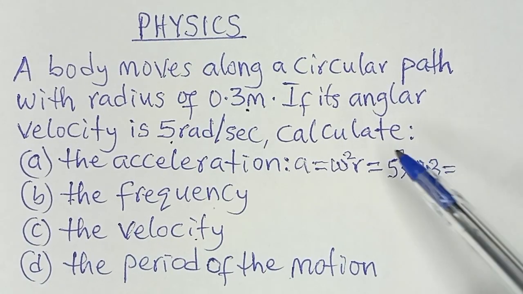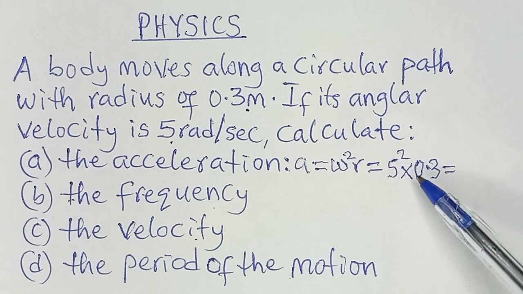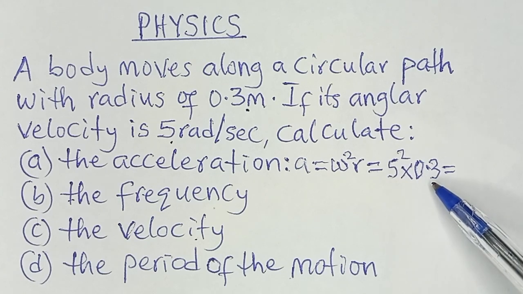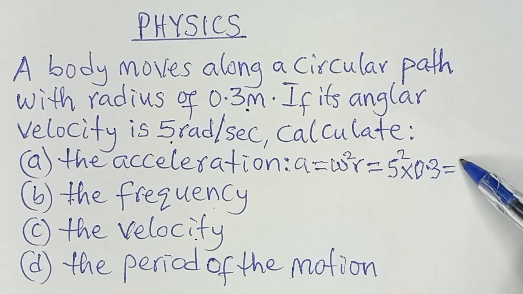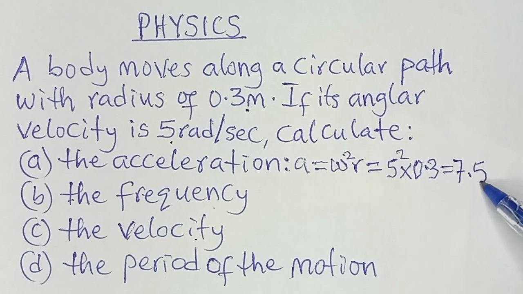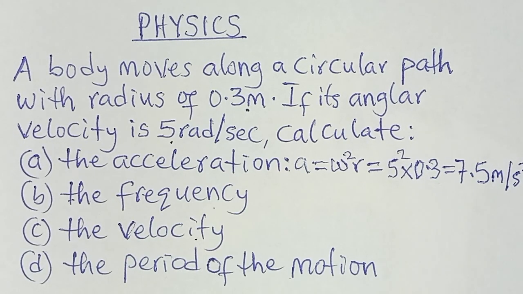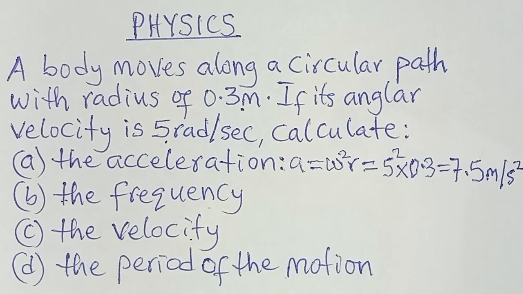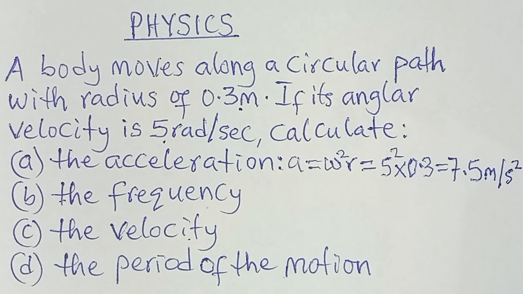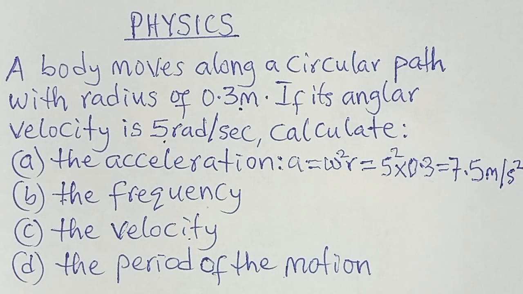By the time we square this as 25 and multiply by 0.3, we are going to get 7.5 meter per second square. That's the unit of acceleration, meter per second square. So this is the value for the acceleration.